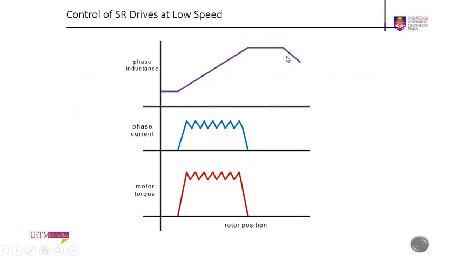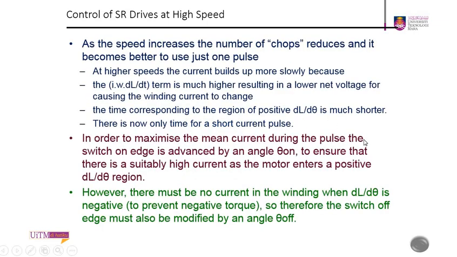So this is the control during the low speed. You have this choppy phase current, and this will affect the rotor position and also the motor torque. As the speed increases, the number of chops reduces and it becomes better. So it's better to use just one pulse.